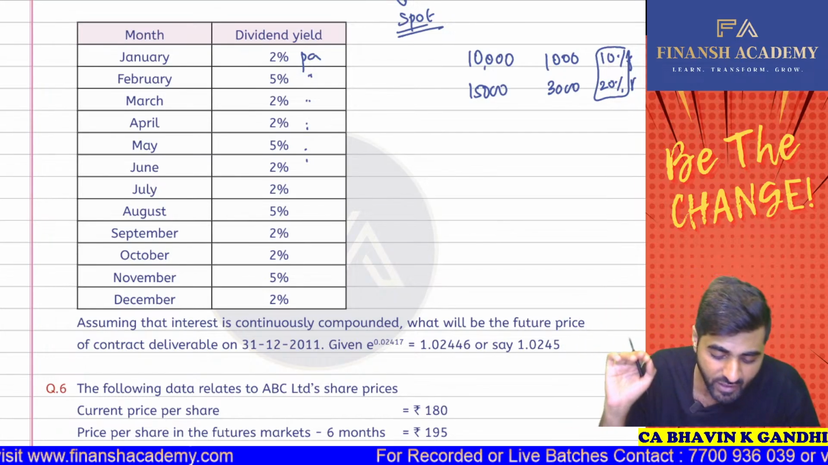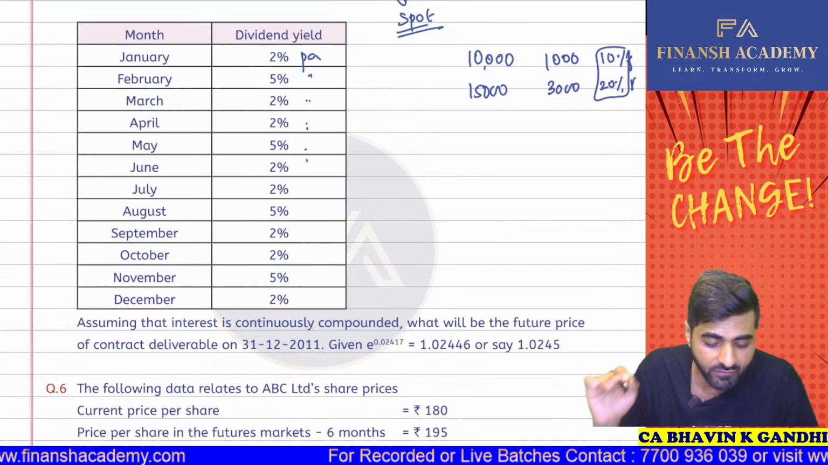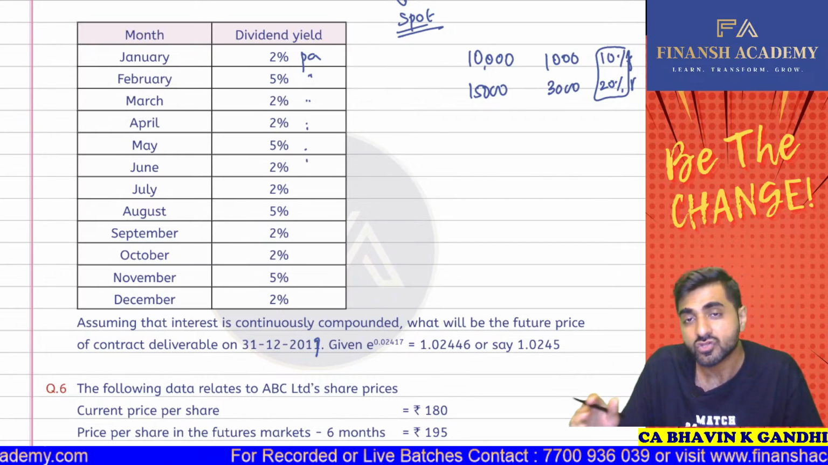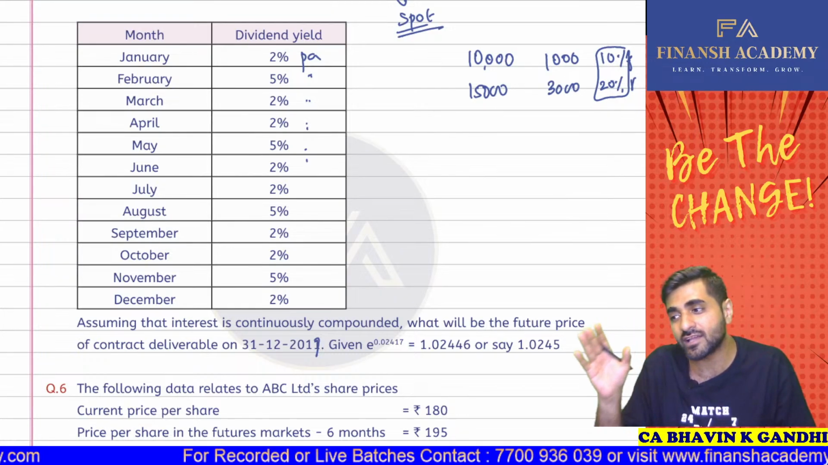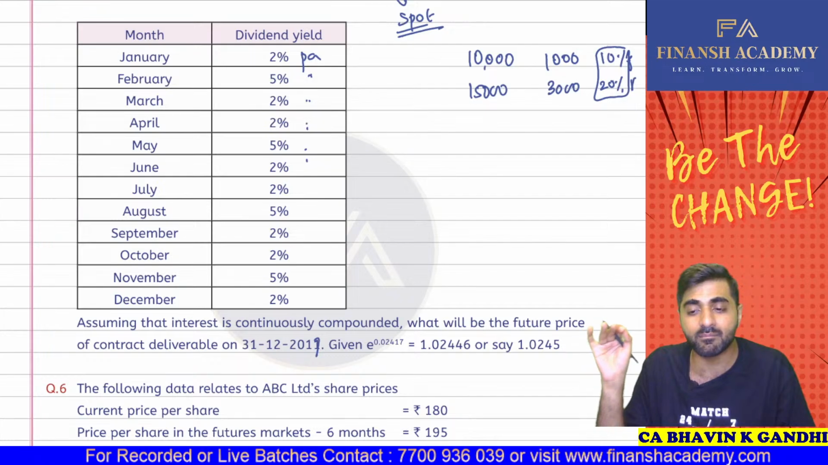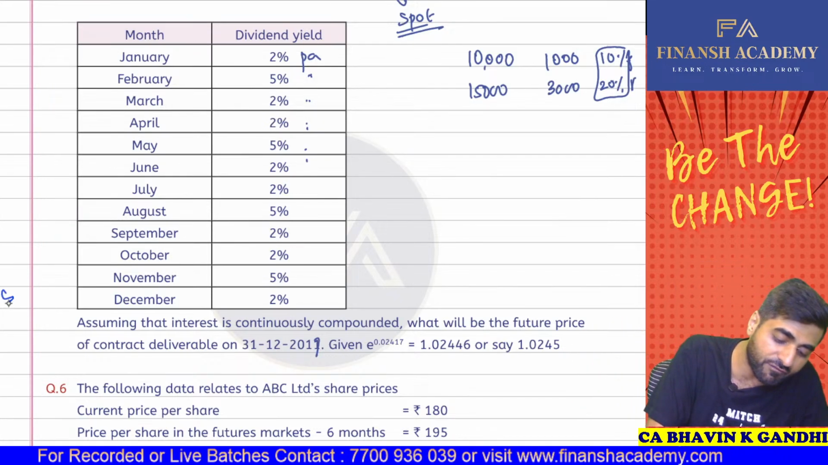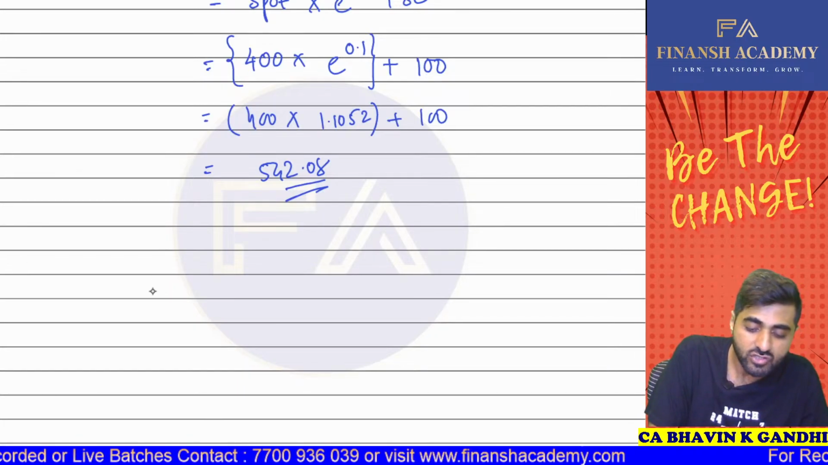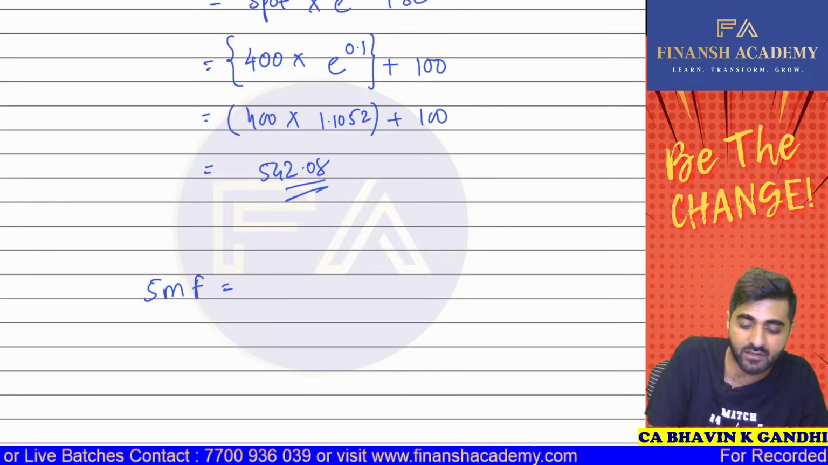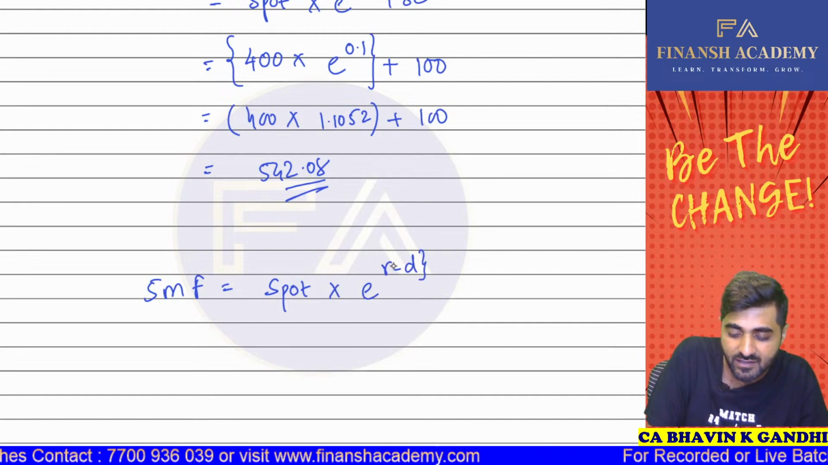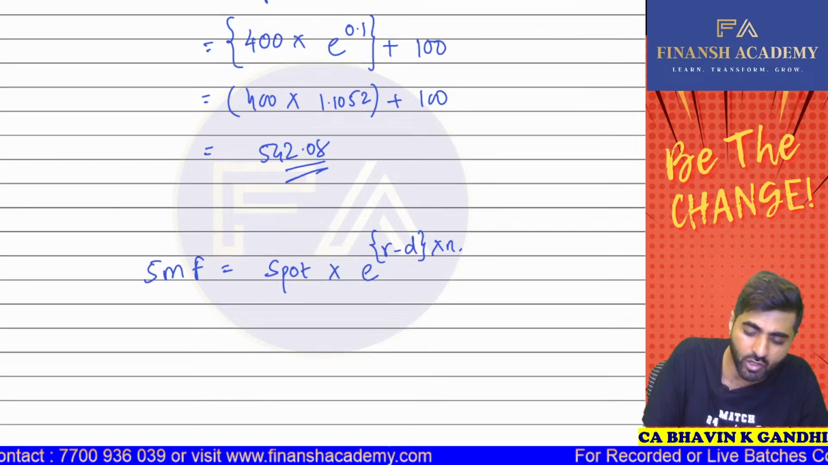Now, my dear students, when we are talking about the future price of the contract which is deliverable on 31st of December 2017, we are standing on the last day of July. So we are talking from August perspective. So August, September, October, November, December. So for the period of 5 months, we are required to calculate the future contract. So how will we calculate this? Your 5 months future contract will be spot into e raised to the power r minus d multiplied by whatever is the tenure, right?